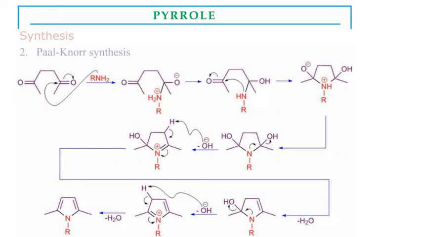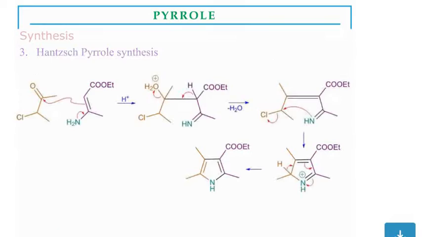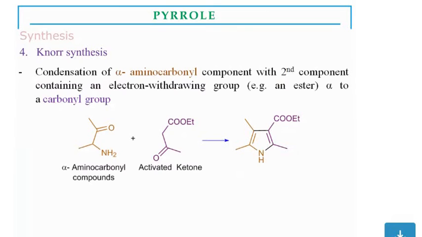So look at here the step by step mechanism. Breaking of double bond and attacking of the nucleophile. Then you can see the positive charge on nitrogen, and after many steps you will get the pyrrole. Hantzsch pyrrole synthesis, you can see alpha haloketone and activated ketones, it will give the pyrrole ring. These are the steps of the mechanism.